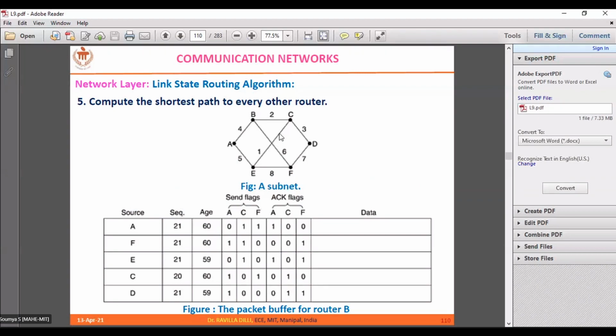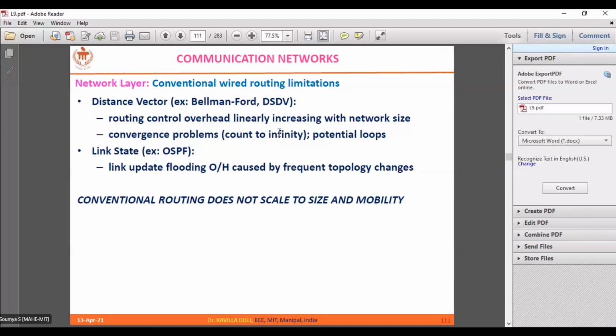What we've done so far is distance vector routing, which makes use of the Bellman-Ford algorithm, wherein we have found the routing control overhead linearly increasing with network size. Why does it increase with network size? Because the more routers in the network, the more entries in the table of each router, and therefore the complete global view would be very, very large.